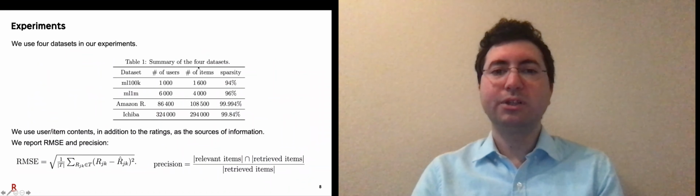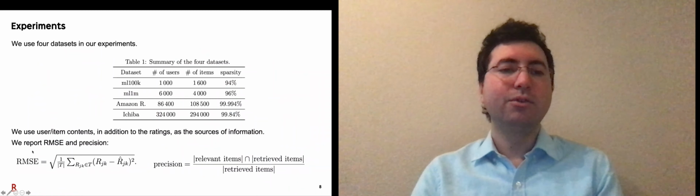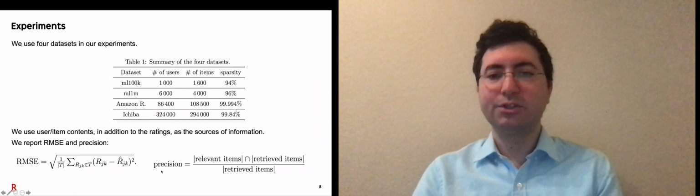We report results on 4 datasets. The smallest one is MovieLens 100K and the largest one is Ichiba. We report RMSE, the smaller the better, and precision, the higher the better.